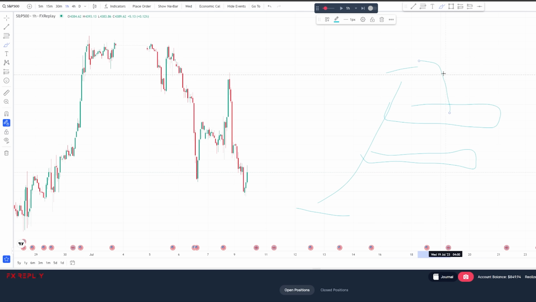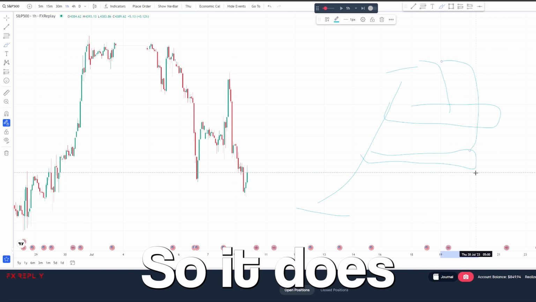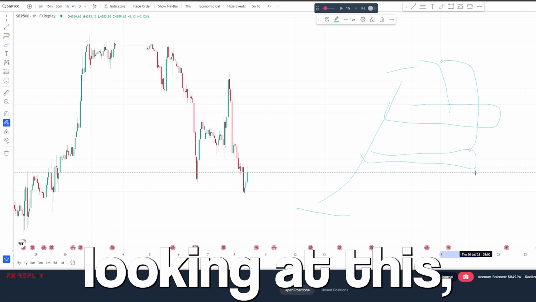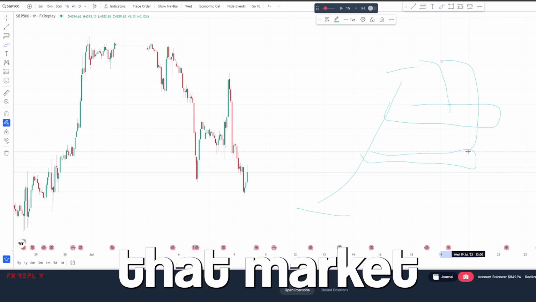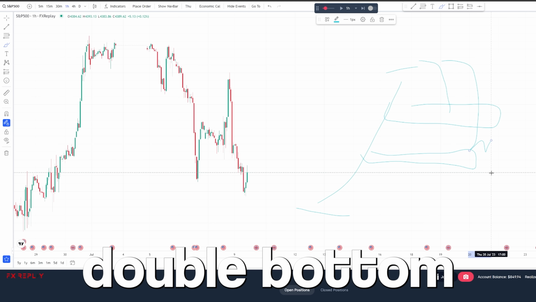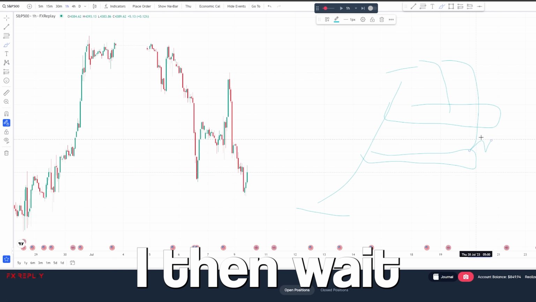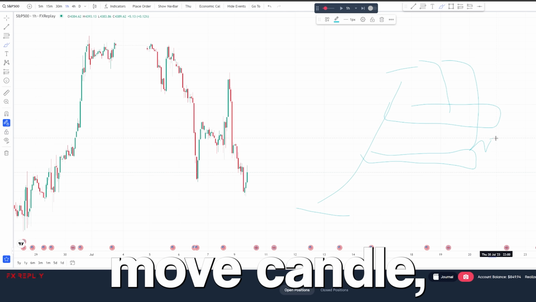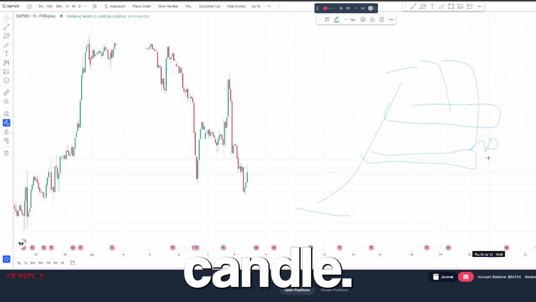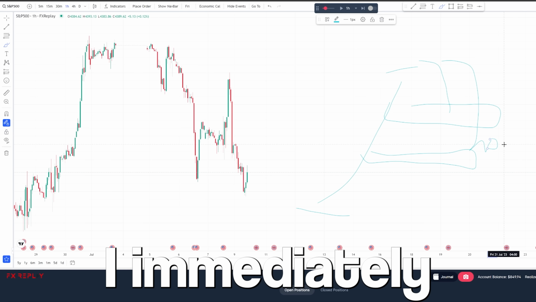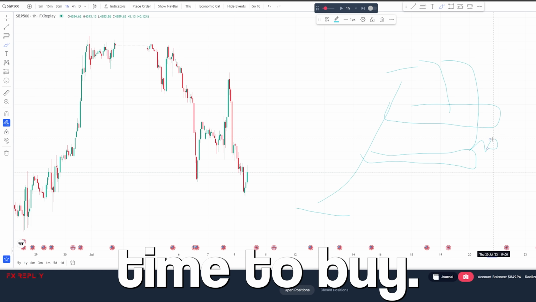Once market decides to tap into any of these levels, I then wait on price action to show me, in structure, that the buyers are now strong in the market. This also works vice versa, so it does not matter how you are looking at this. But once we determine that market either created a double bottom, multiple wick rejections, I then wait on that power move candle, which could be a simple engulfing candle. Once I see that, I immediately go ahead and say, you know what, it is time to buy it.